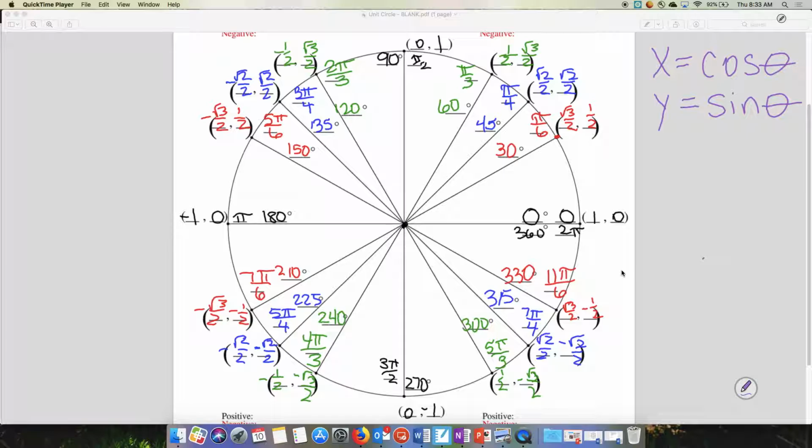So if I were to ask you, what is the sine of 150 degrees? You could say, well, the y coordinate's 1/2, so the sine of 150 degrees is 1/2. If I ask you for the cosine of 270 degrees, well, I know that the x coordinate is 0, so the cosine of 270 degrees is 0. That gives us a lot to work with, doesn't it?